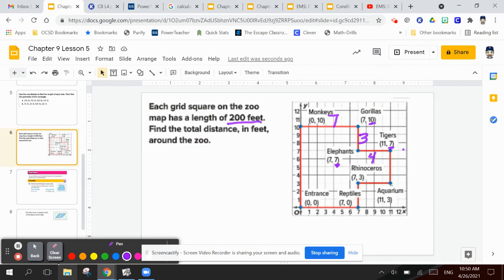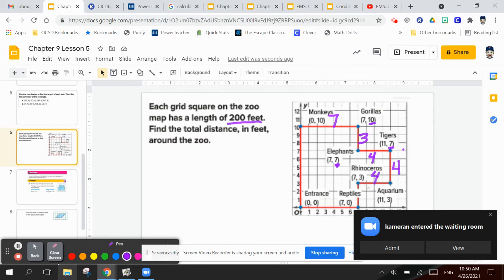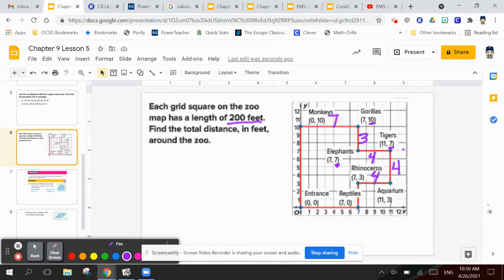From the tigers to the aquarium, 11 is the same. So I subtract 7 minus 3, which is 4. From the aquarium to the rhinoceros, the y values are the same. So I subtract 11 minus 7, which is 4. From the rhinoceros to the reptiles, the 7s are the same. So I subtract 3 minus 0, which is 3.